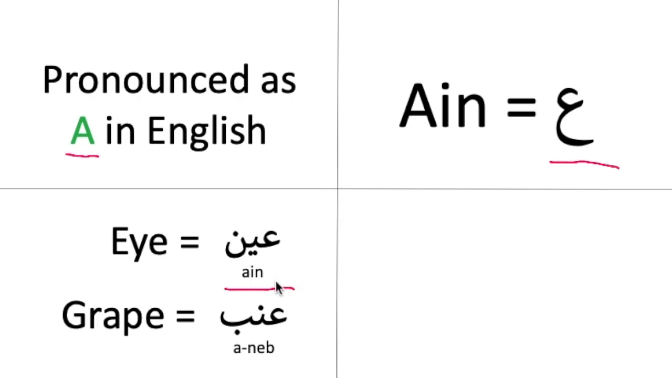So it's funny, you can say ayn as a word, which starts with ayn as a letter. Ayn, ye, noon is ayn, eye. Or aynab. Ayn, noon, bih, grape. Aynab is grape.